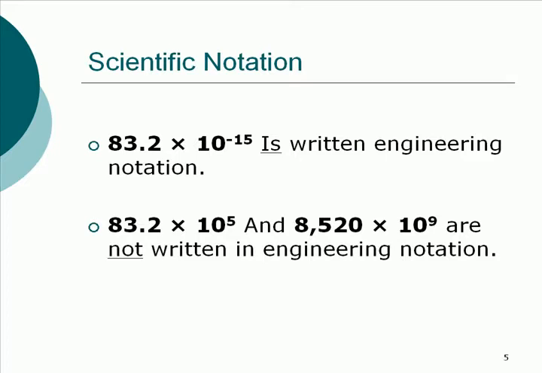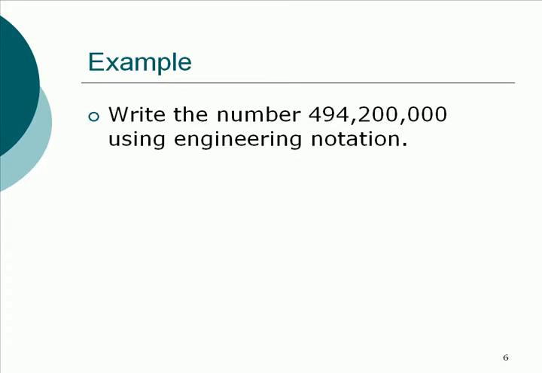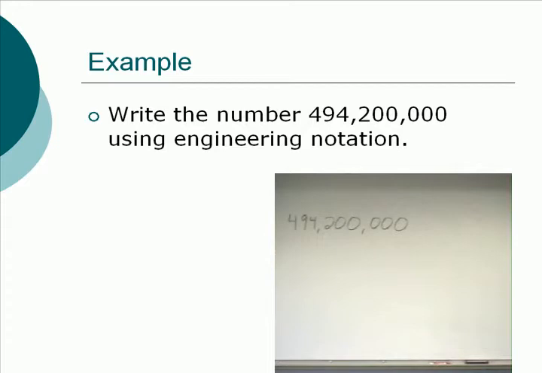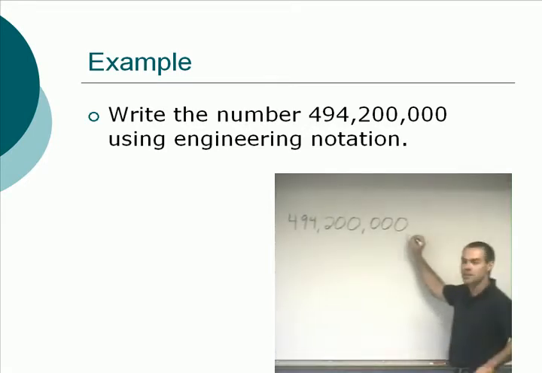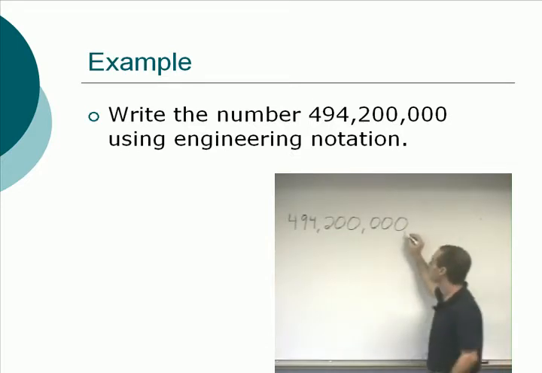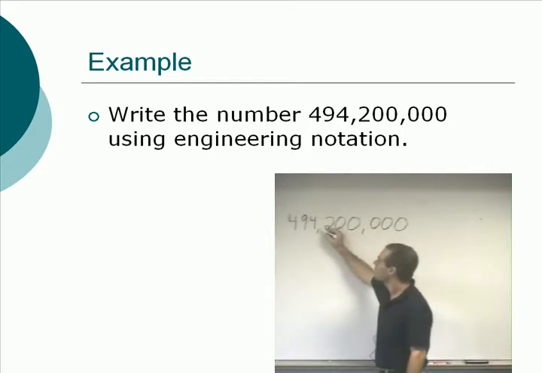So let's do a few examples. Let's write the number 494,200,000 in engineering notation. So let's begin by moving that decimal place. It starts out here at the end of the number. We can move it basically in groups of 3. We can't move it one space at a time. We can only move it 3 spaces at a time now. So we can move it 1, 2, 3, 4, 5, 6. If we stop right there, will our coefficient be acceptable? It will. It'll be 494.2.